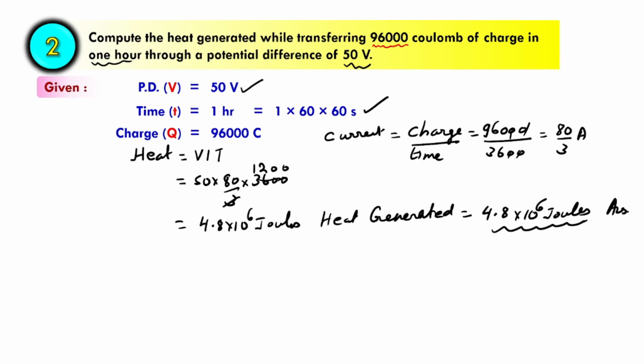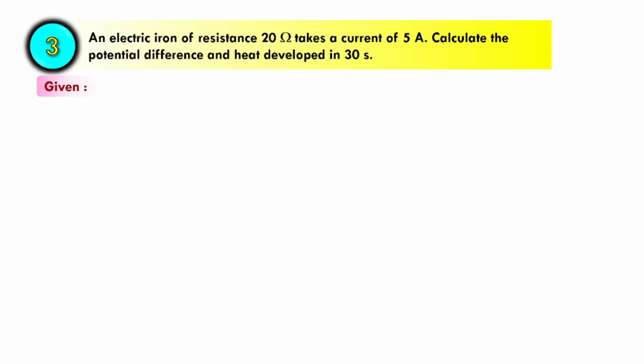Right, let's move on and do question number 3. Now let's move on to the next question. What does question number 3 say? It says that an electric iron of resistance 20 ohms takes a current of 5 amperes.